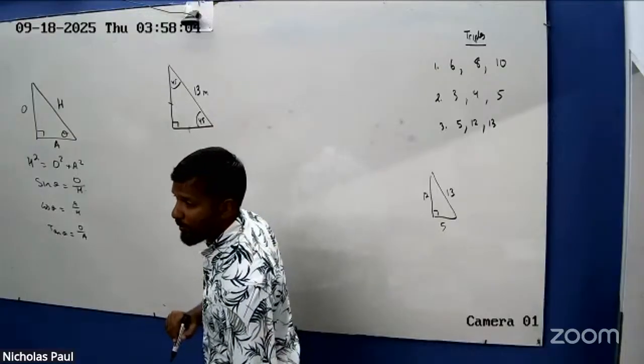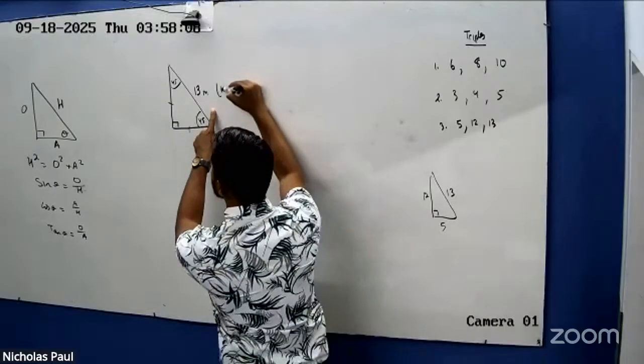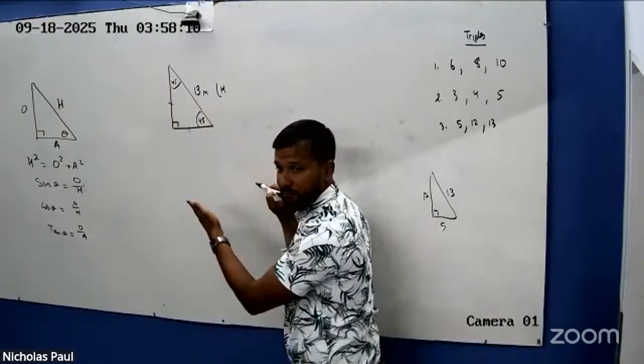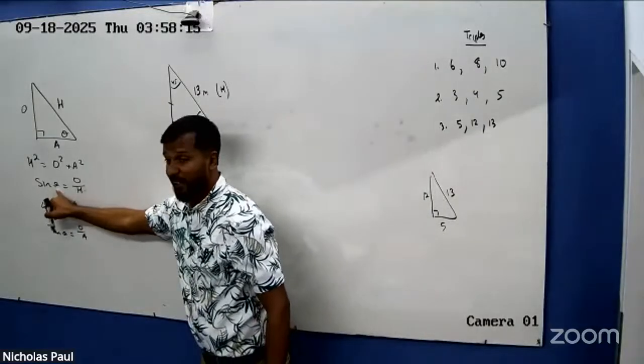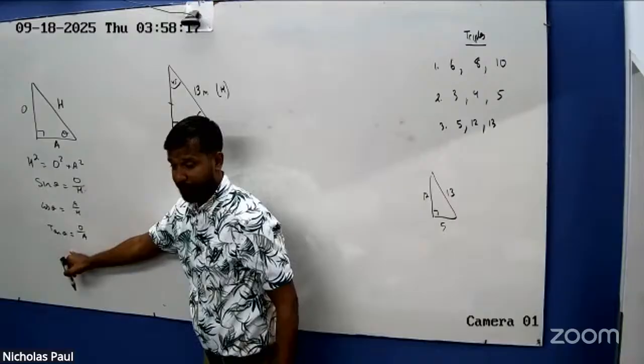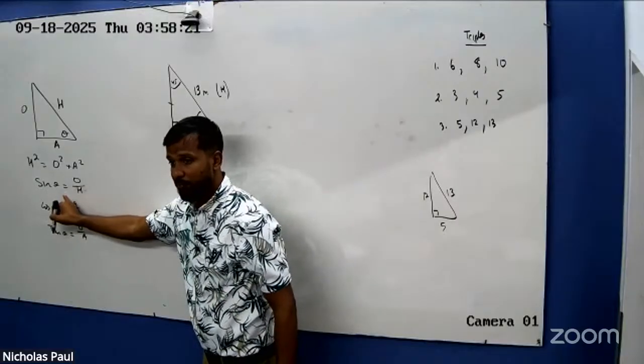Which rule are you going to use? Watch it carefully. You have the hypotenuse and you have both angles. So which rule would you use? You could use sine and cos. You can use either of these.